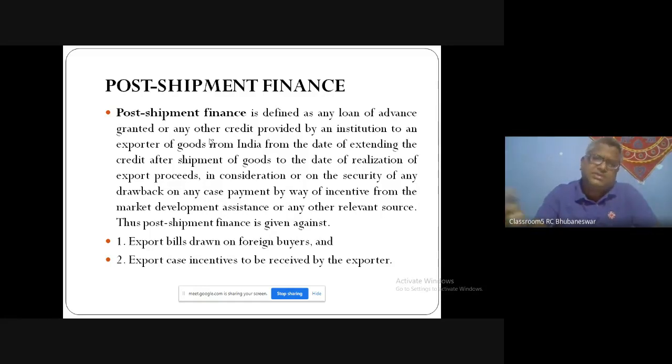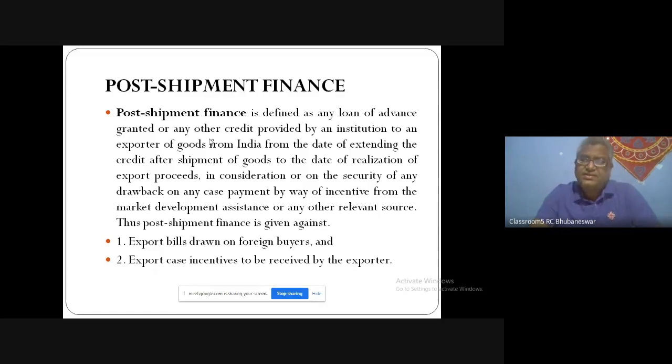The question is, what is post-shipment? The goods are to be delivered. But here, any advance or any credit given by the institution to an exporter of goods from India, with the date of extending the credit after shipment, means the goods are to be delivered at a particular place, at the buyer's door or the importer's door, but immediate payment cannot be made. Some time is required for the date of realization of export proceeds. Immediate payment cannot be made.